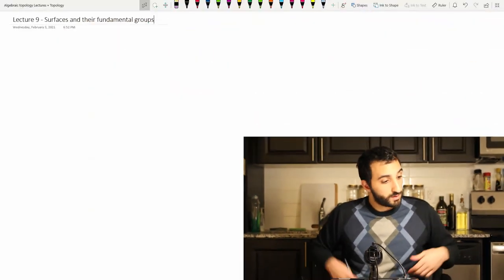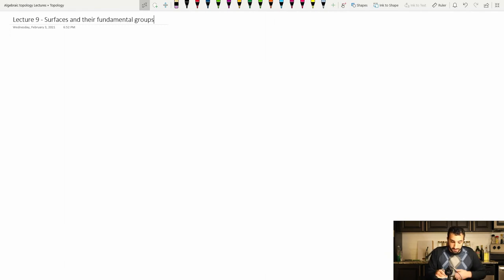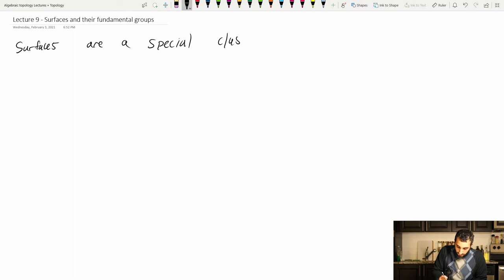So keep in mind last time that we learned how to calculate the fundamental group of a two-dimensional CW complex. So let's get to it. So surfaces are a special class of two-dimensional CW complexes.